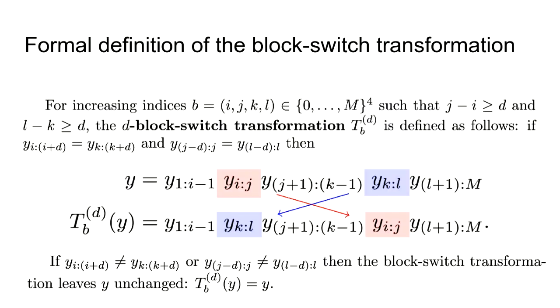So let's look at a first picture. Here I have a realization of a Markov chain of length M. And I'm going to look at two sub-blocks, one red and one blue. Again, I'm assuming that the Markov chain is of order D. If those two start and end with the same D symbols, which is this condition, then if I apply the block switch transformation with those blocks, the blocks will be switched. And if they don't start and end with the same D symbols, then the block switch transformation won't do anything. So again, if you start and end with the same D symbols, then you are allowed to switch.